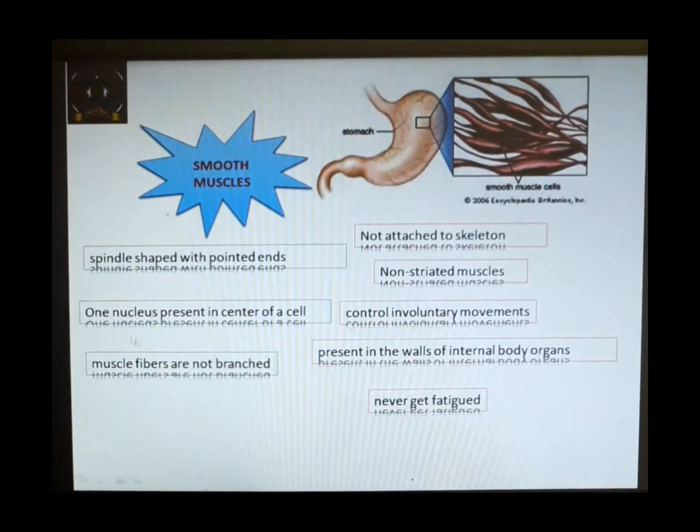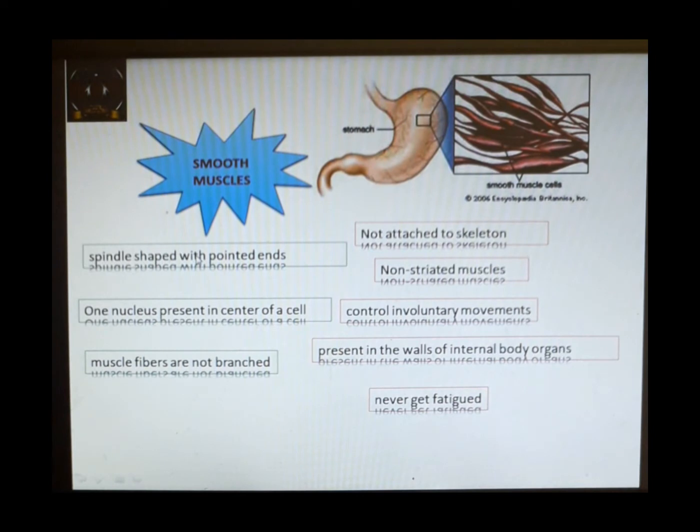First, let us start with smooth muscles. Where are these muscles present? Well, these muscles are present in the walls of internal body organs. When the process of digestion begins, the stomach will churn the food. It will also show peristalsis, that is rhythmic contraction and relaxation of its own muscles. That churning process is promoted by smooth muscles present in the wall of the stomach.